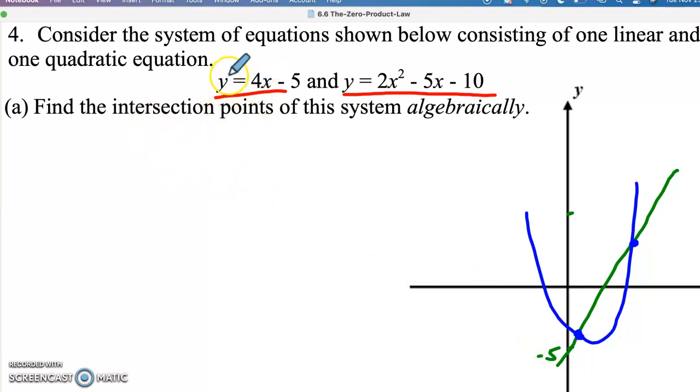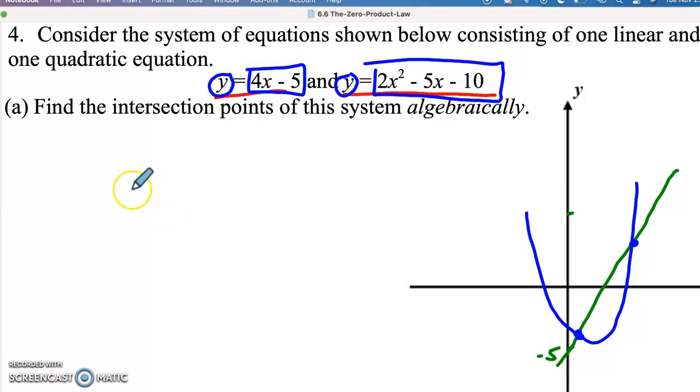So since they have the same y value, right? So those two y's are exactly the same number. They are equivalent. We know those two expressions are going to be equivalent as well. Okay? So you write it down for yourself. 4x minus 5 equal to 2x squared minus 5x minus 10. Alright, so this is your first step.